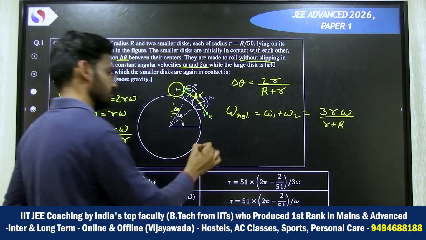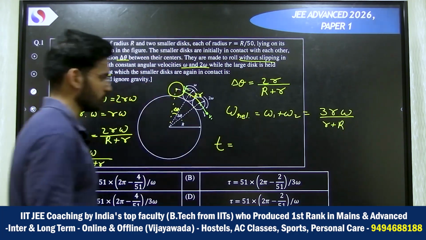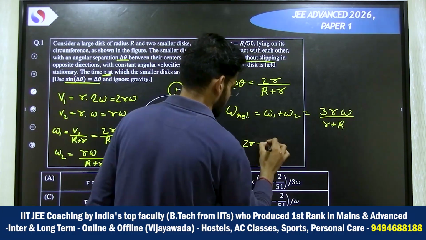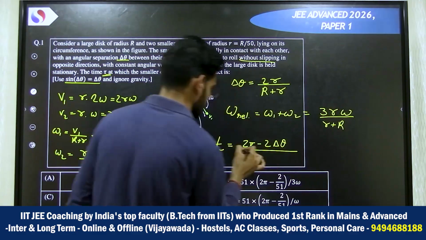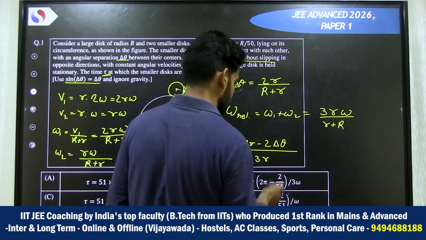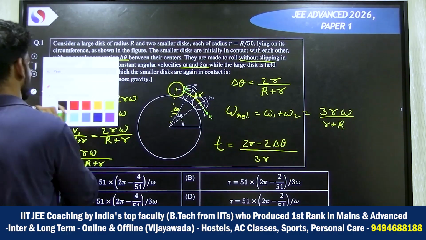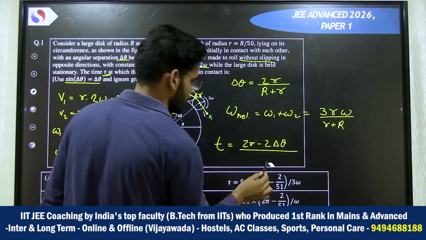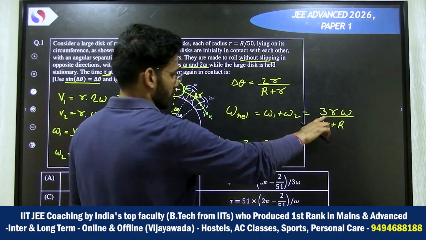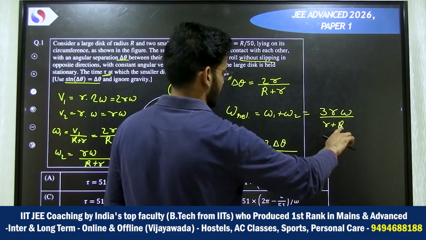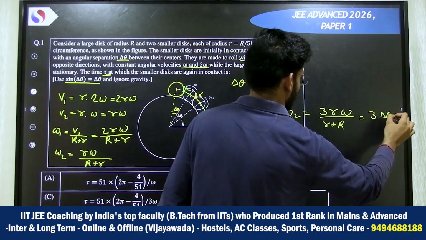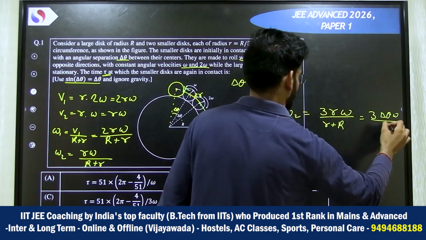So for time we can say that the angle it rotated will be 2 pi minus 2 delta theta, divided by, with what angular velocity? Omega relative, that will be 3r omega. So just a second, the problem will be that we have to put this value. So what is the value of small r divided by r plus capital R? That's delta theta, right? So this will be 3 delta theta omega by 2.